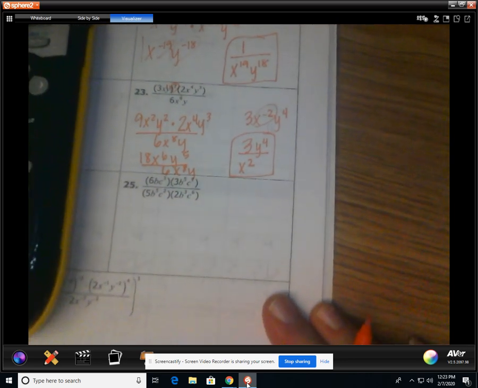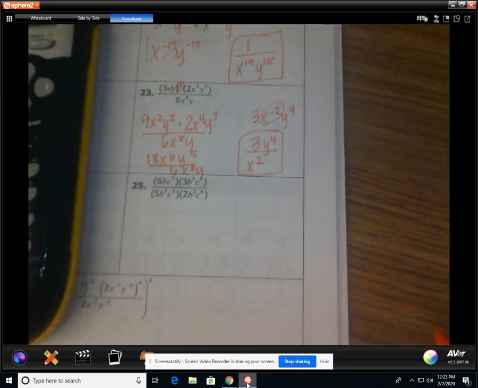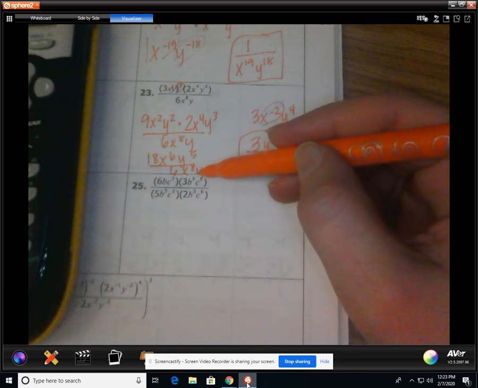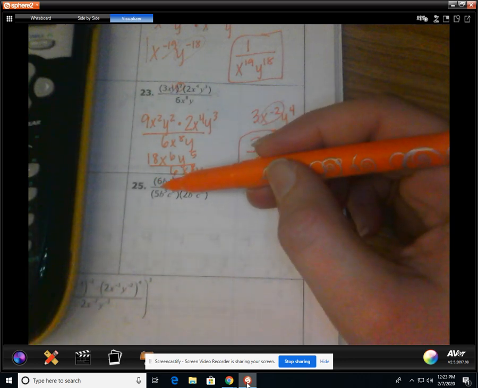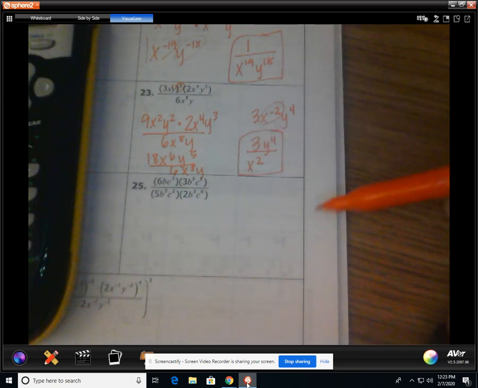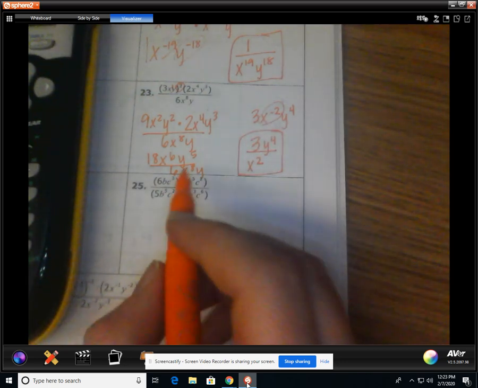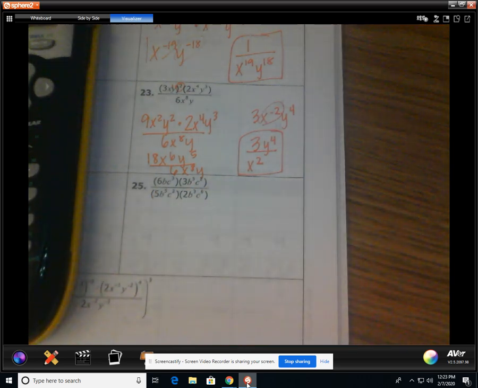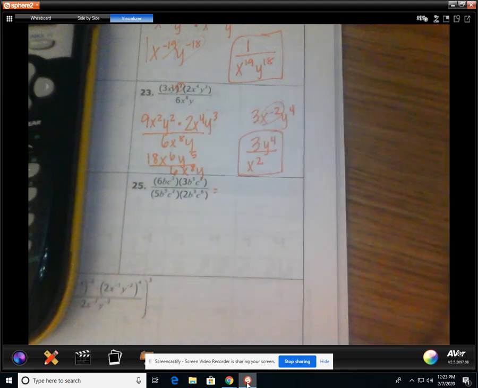Okay, for number 25, 6bc to the third times 3b to the fifth c squared divided by 5b to the fifth c squared times 2b to the third c to the sixth. Okay, there's no power rule happening. I have multiplication in the top, multiplication in the bottom, and then division. I'm going to do both multiplications at the same time. I'm going to go across.